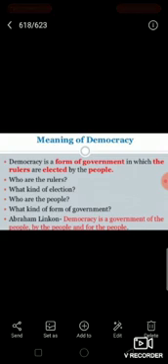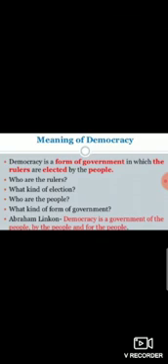Now, students, this raises many questions. Who are the rulers? What kind of election? Who are the people? What kind of form of government? Now, first, who are the rulers? Who are the rulers in this definition? Which official must be elected for any government to be called a democracy? Which decisions may be taken by non-elected officers in a democracy?